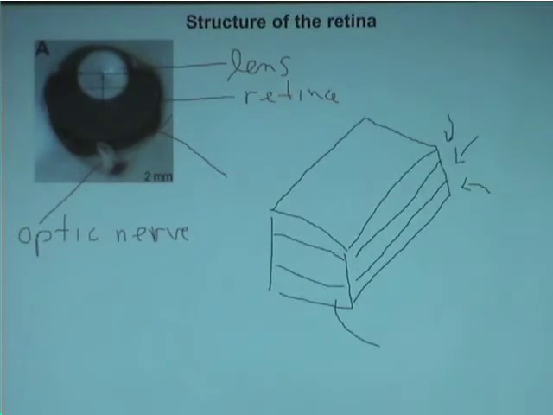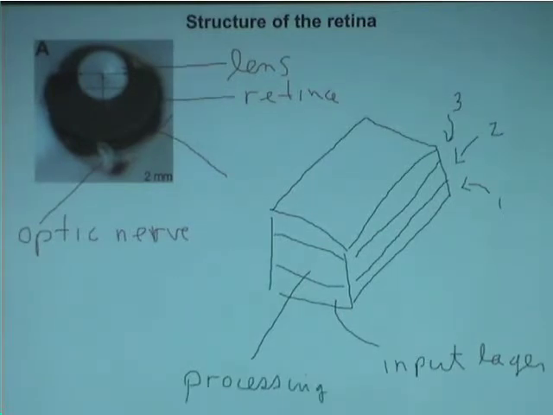And layer one is the input layer. It has photoreceptors in it, and the light, the photons from the image of the eye, come through the retina, which is clear. Layers two and three are clear, so the light goes right through them, and then the photons get absorbed by very fancy molecular structures in layer one, the input layer, and get turned into electrical signals. Then the second layer here is a processing layer. And layer three is an output layer, where the neurons are that send their information back to the brain.